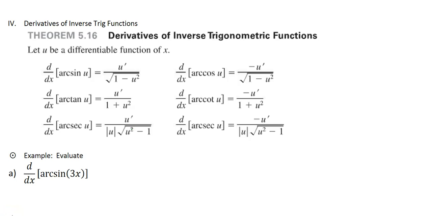In this video, we're going to talk about the derivatives of the inverse trigonometric functions. So these are the derivative formulas for the inverse trigonometric functions. You've got the derivative with respect to x of the arc sine of u. That's going to be u prime divided by the square root of 1 minus u squared.